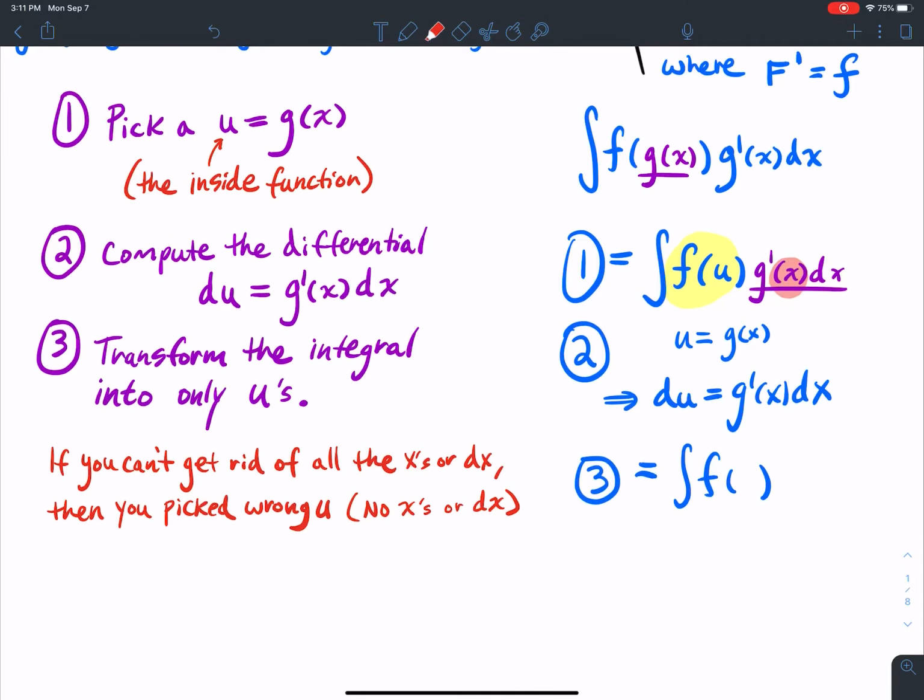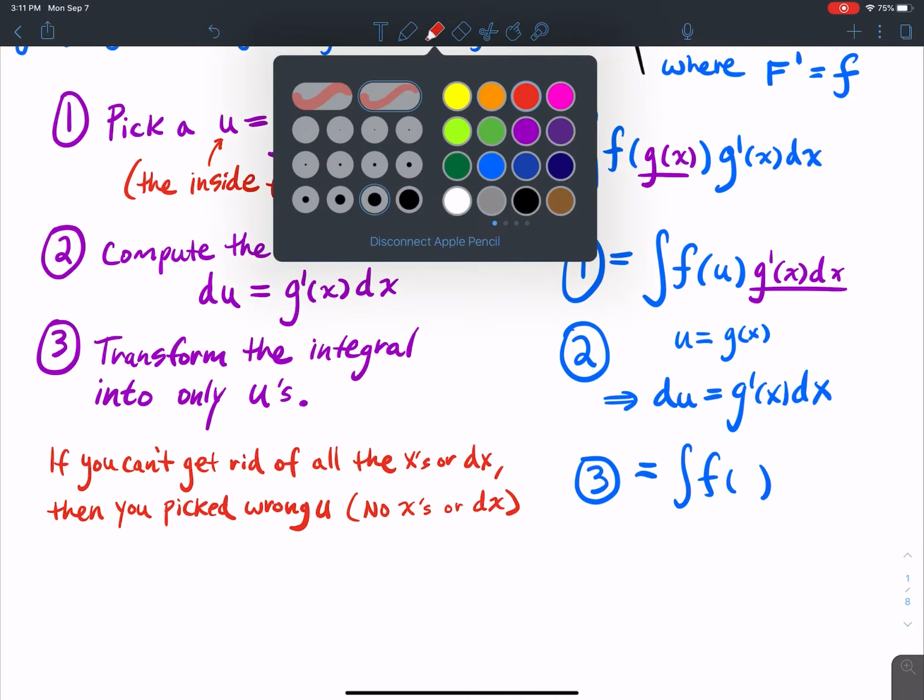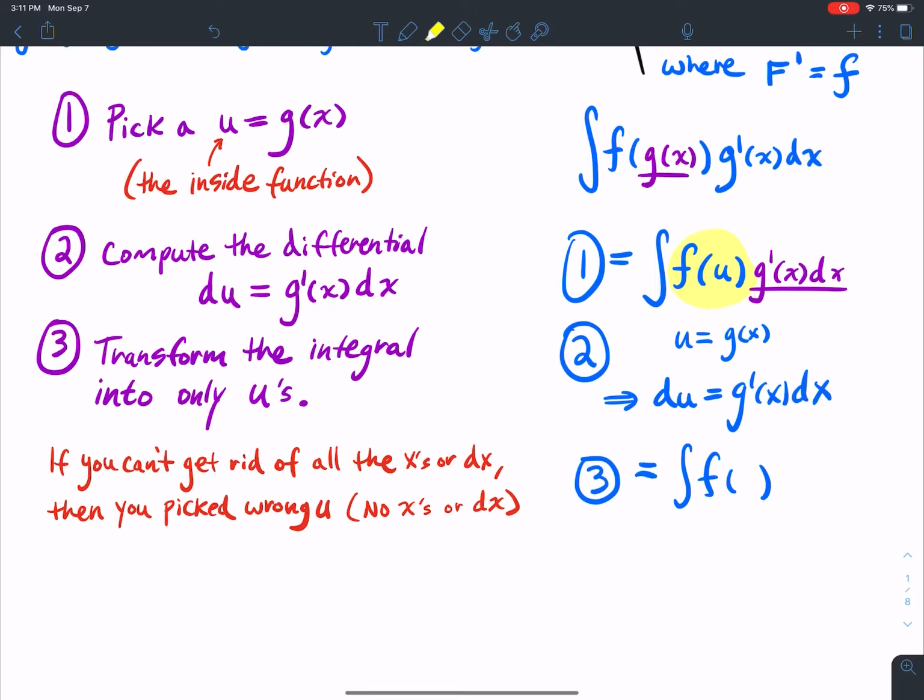All right, so if you can't get rid of all the x's and dx's, then you picked a bad u, okay? When you pick a u sub, you should be able to transform everything in terms of u. So you keep trying new u's until you get it. Maybe you can't find it, and then therefore a u sub won't work here. But for the last problems we're doing in Calculus 1, everything can be solved with a u substitution. All right, that's the only technique we have besides just our regular rules, okay?